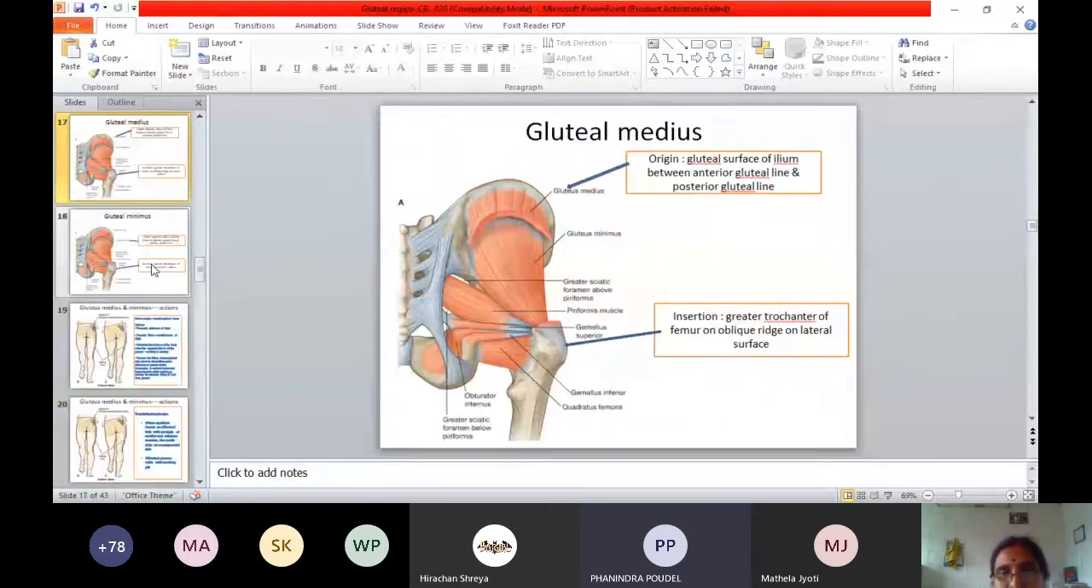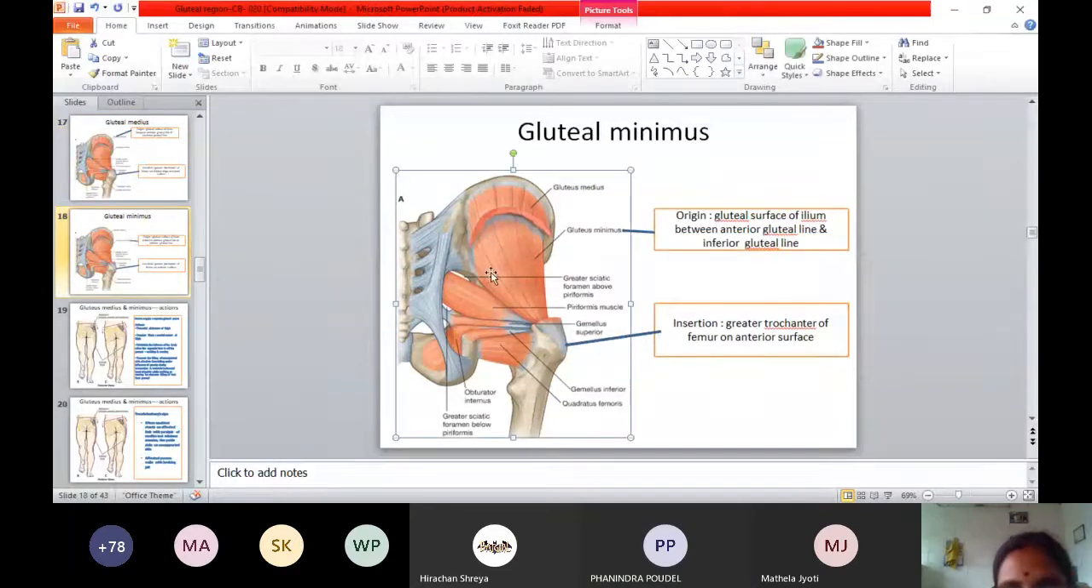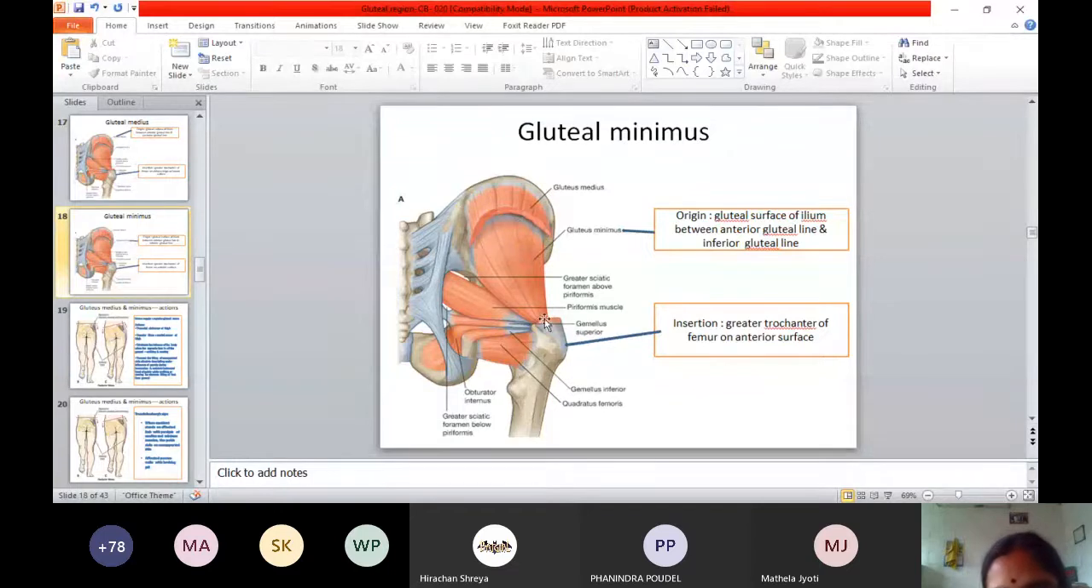Mute your mic. Now, gluteus minimus. This is gluteus minimus. Origin is from the gluteal surface of the ilium between the anterior gluteal line and inferior gluteal line. Insertion is to the same greater trochanter. Gluteus medius is attached to the lateral surface on the oblique ridge, whereas gluteus minimus is attached to the anterior surface of the greater trochanter. However, both muscles are attached to the greater trochanter.